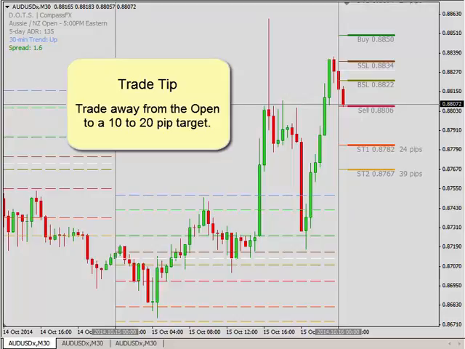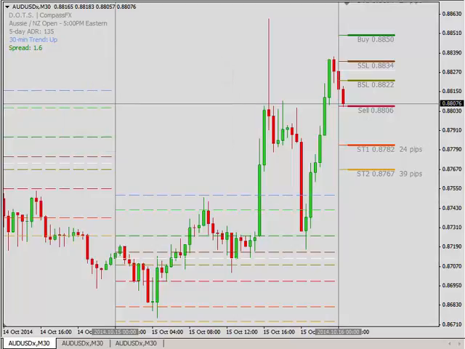Now, the dots will come in handy because if you'll notice that the next target level is pretty tight, you may not want to trade that pair. You want to have a pretty decent distance to that first target away from the open, something like 10 to 20 pips at least.